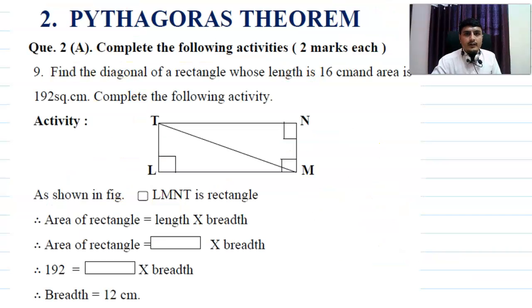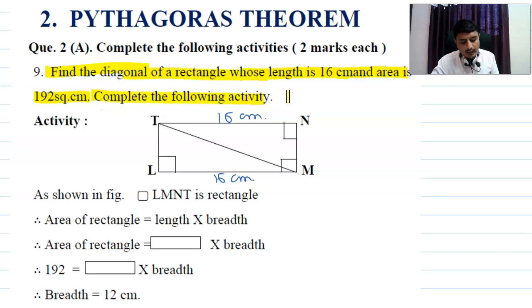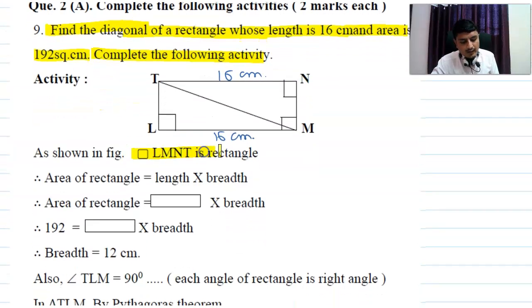Now look at activity number 9. Find the diagonal of a rectangle whose length is 16 centimeter. Here we assume the length of the given rectangle is LM, that is 16 centimeter. Since the pair of opposite sides of a rectangle are equal and parallel, TN is also 16 centimeter. The given area is 192 square centimeter. Complete the following activity. As shown in the figure, quadrilateral LMNT is a rectangle.